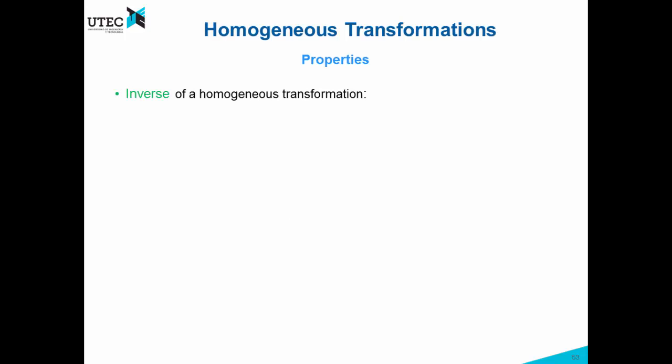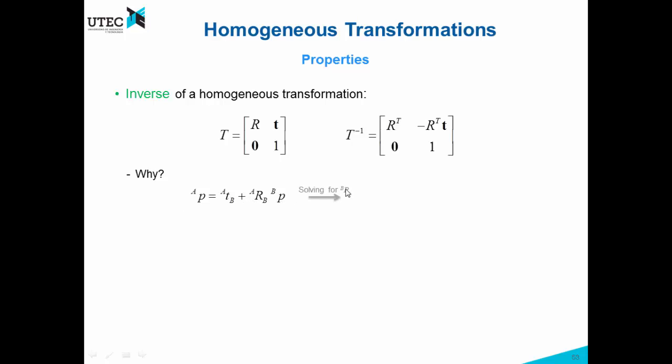Let's see some properties. First, the inverse of a homogeneous transformation. If this is the homogeneous transformation, its inverse is this expression. And you can see that this is not the transpose. So for homogeneous transformations, the inverse is different from the transpose. Now, why is this expression true? Because let's consider this point in B, and we want to express this point with respect to A. And this is the expression that we obtained in the very beginning. Now I want to solve for P in B. So I want the opposite problem: given this P in A, find P in B.